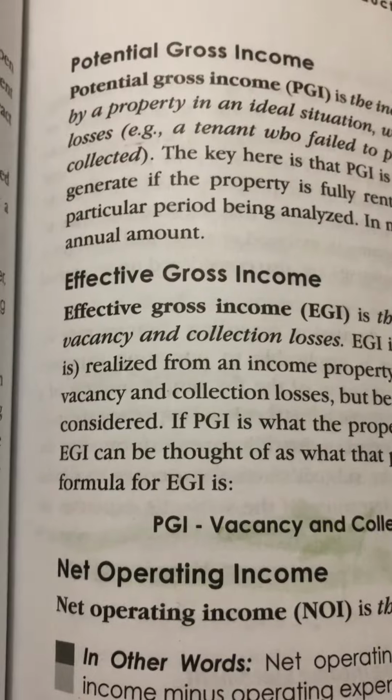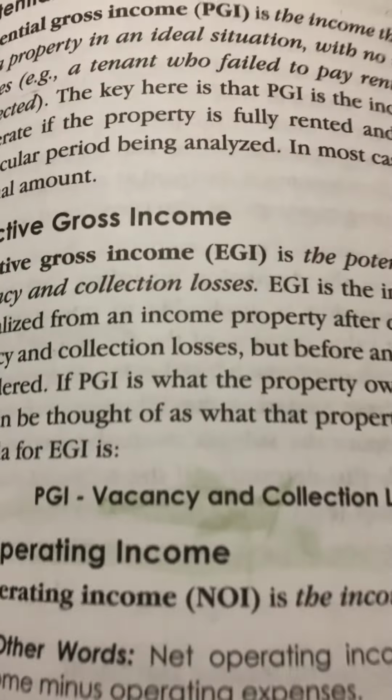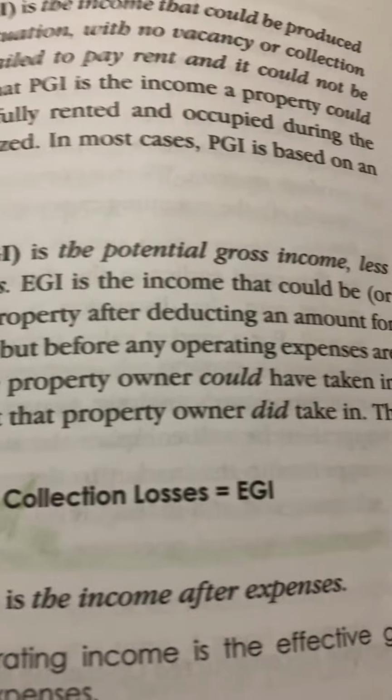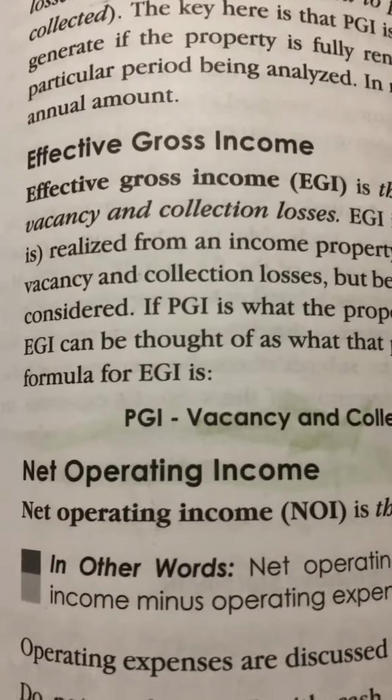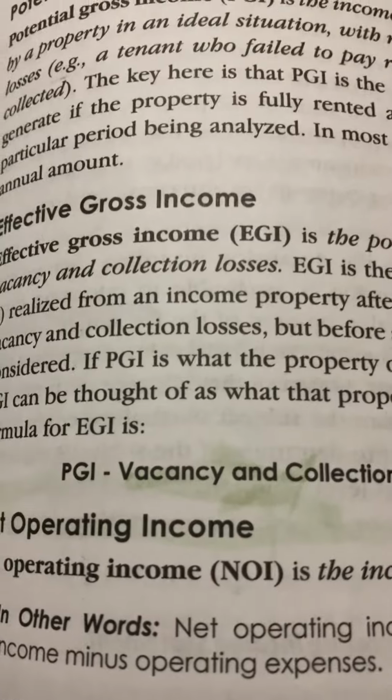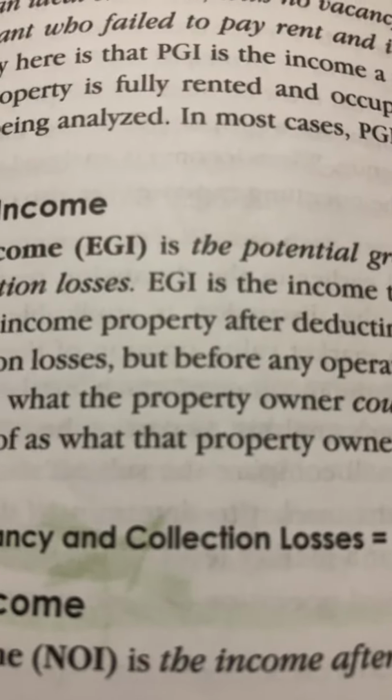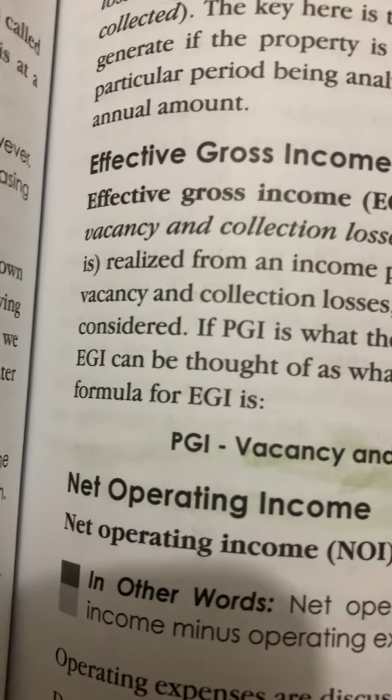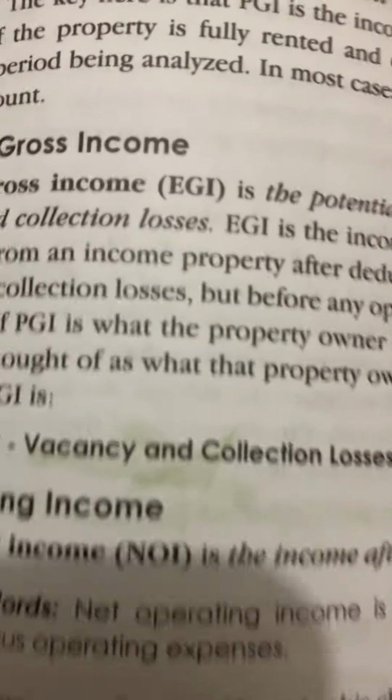Effective gross income. Effective gross income, EGI, is the potential gross income less vacancy and collection losses. EGI is the income that could be or is realized from an income property after deducting an amount for vacancy and collection losses, but before any operating expenses are considered.